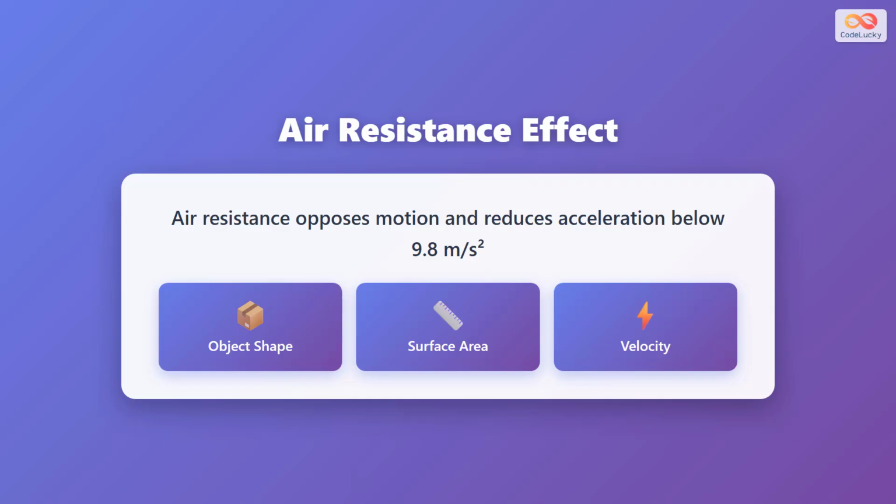Air resistance is a force that opposes the motion of falling objects and reduces their acceleration below 9.8 meters per second squared. The magnitude of air resistance depends on three main factors: the shape of the object, its surface area, and its velocity. Objects with larger surface areas or irregular shapes experience more air resistance, while faster-moving objects face greater opposition to their motion.